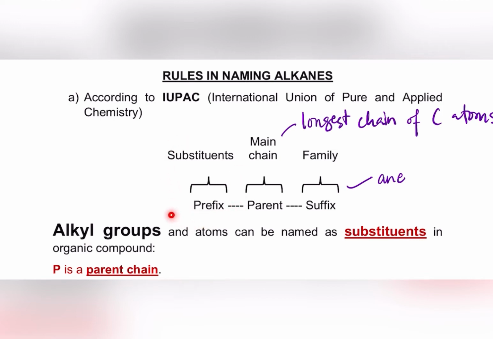The substituents can be alkyl groups or a group of atoms. This is where I'm going to introduce to you a lot of substituents that can be found in any structures when you do the exercise. The most important thing for you to understand is that the capital P that I wrote here refers to a parent chain. So it means that you have to determine the longest carbon chain for your structure.